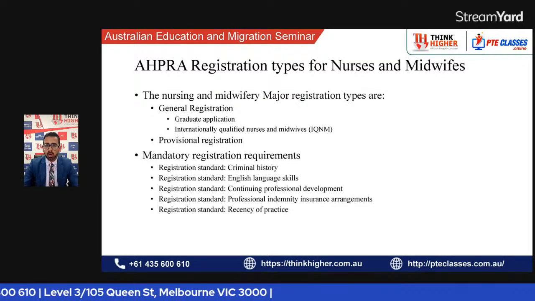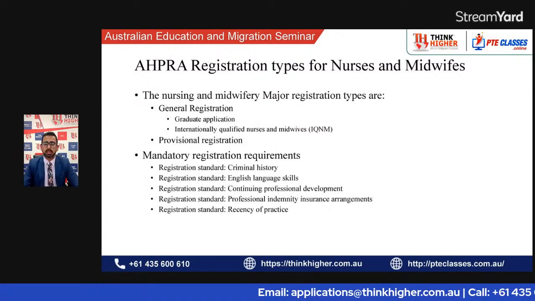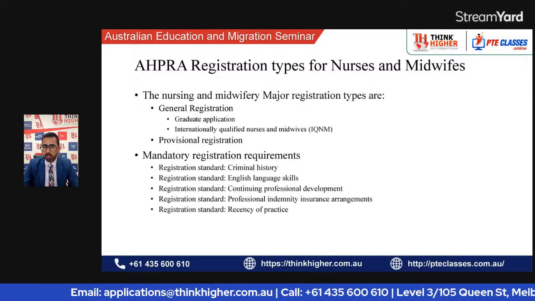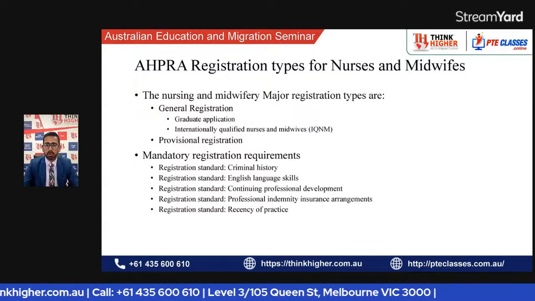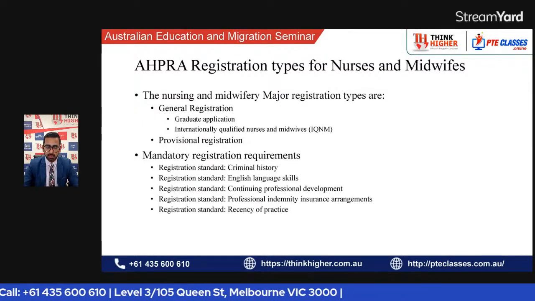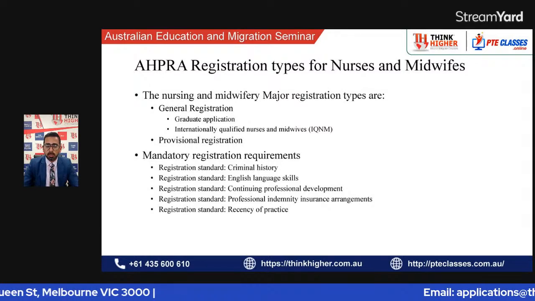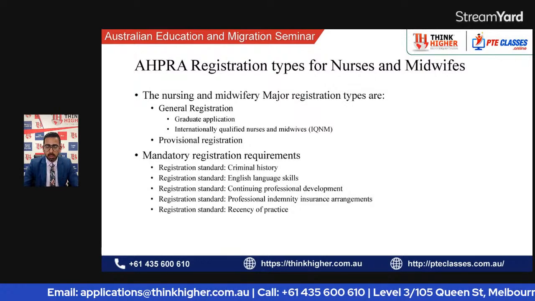So these are all tests that are accepted. You just need to make sure that you have at least overall 7, no less than 7 in all modules, or equivalent to PTE. Generally, the PTE is 65 overall with no less than 65. So that's the English requirement. Then you must have continuing professional development. So you need to have a certain amount of experience. There are a number of hours required. Once you meet that, you would be able to apply.